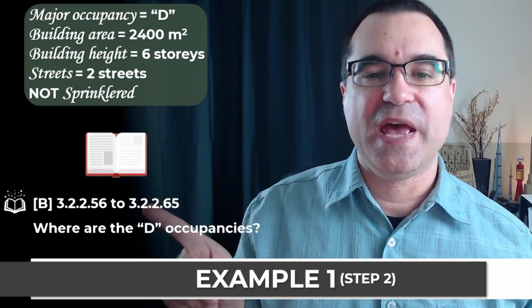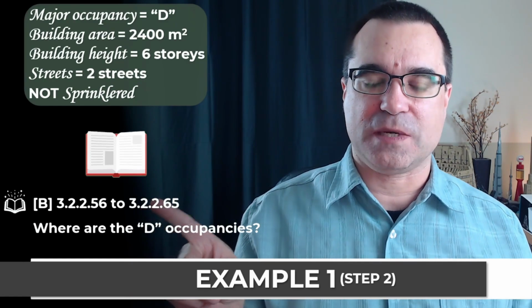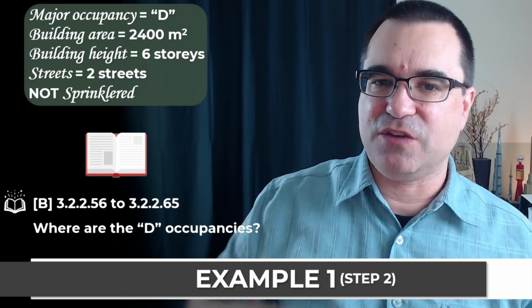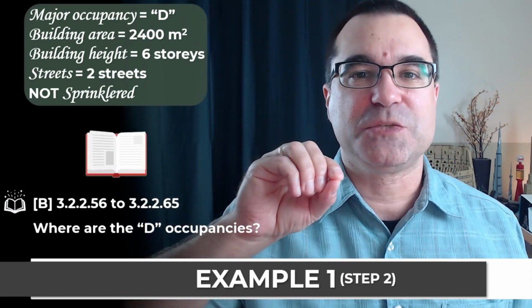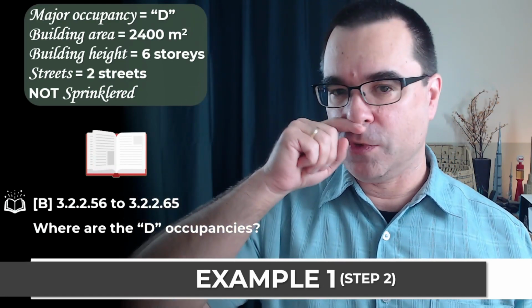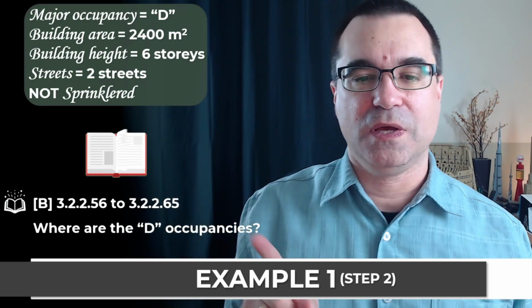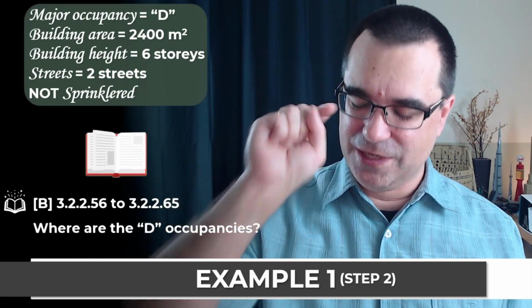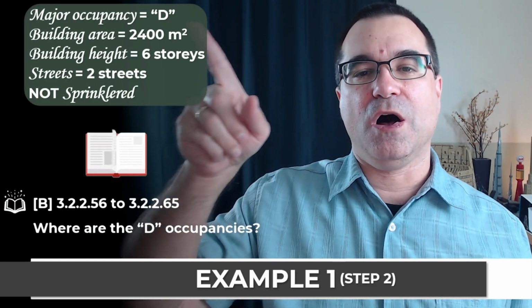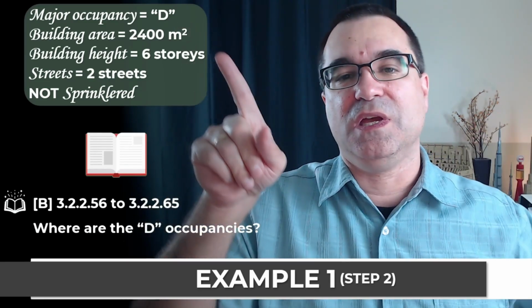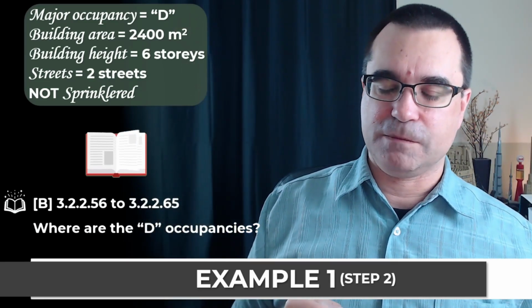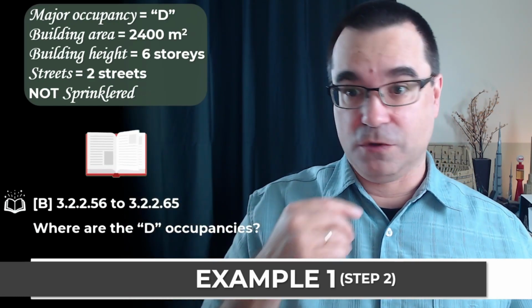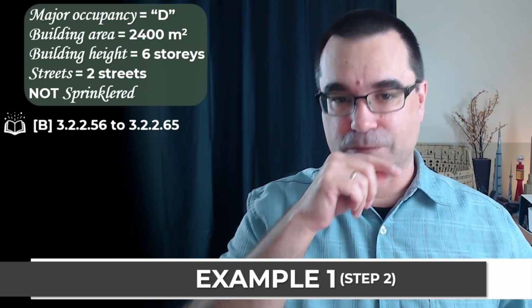You have to go and find all the articles that apply to it. Don't just take my word for it that it's from 56 to 65 for D major occupancies. It's possible that sometime in the future, when the new edition of the Ontario Building Code comes out, this list changes. You must go find in your latest version of the Ontario Building Code all the articles out of those 73 that are of this major occupancy. As I'm recording this, it goes from 56 to 65. So let's go look at this, okay?